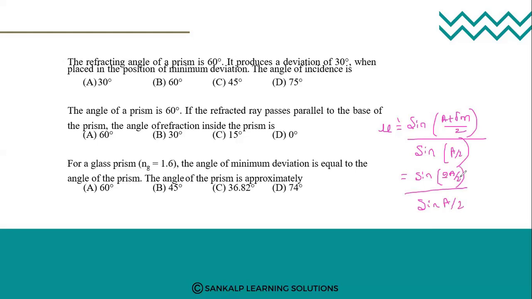So what we can do here? This 2 we can cancel. But again the answer does not come there. And the mu value is given. The refractive index is given as 1.6. So now the next step will be 1.6 is equal to sine of A upon sine of A by 2. Sine of A divided by sine of A by 2.